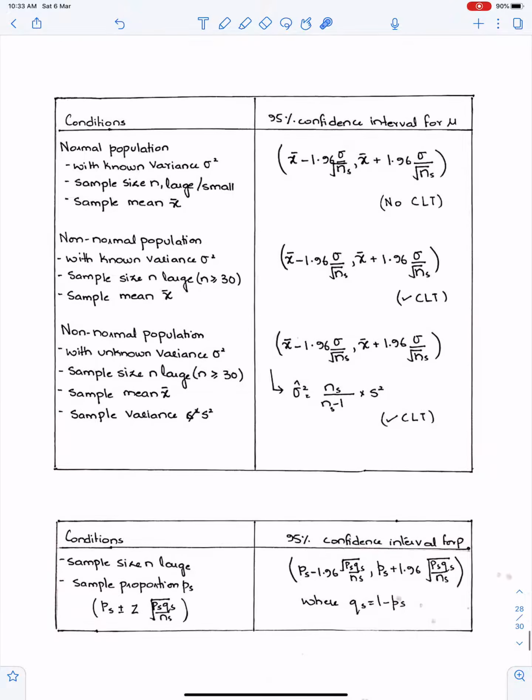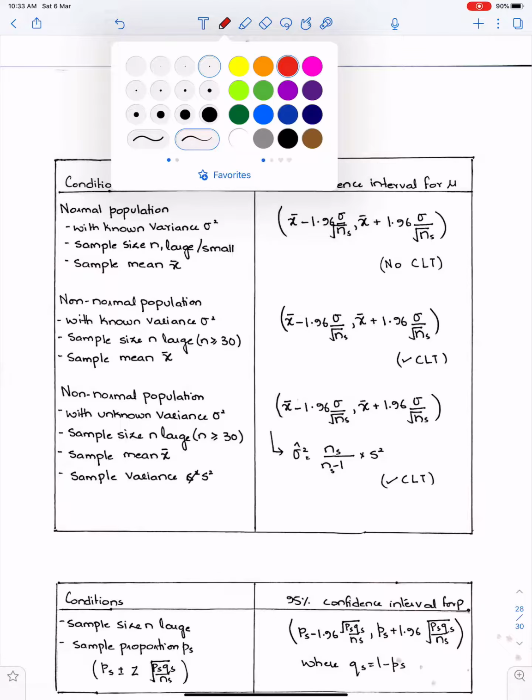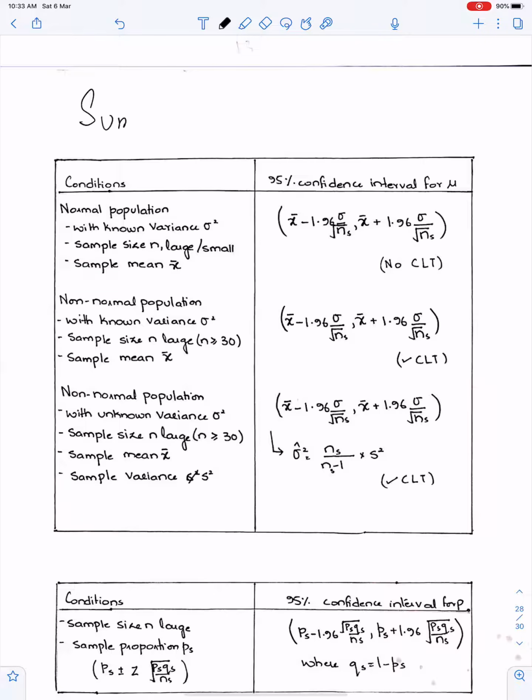Now this is the summary. This student has done an amazing work, a brilliant work. This shows how this student is an outstanding student.